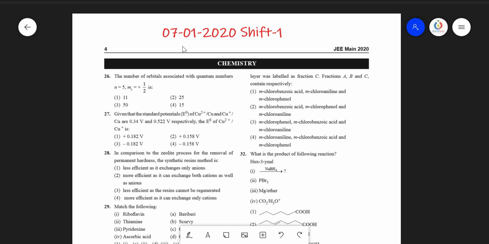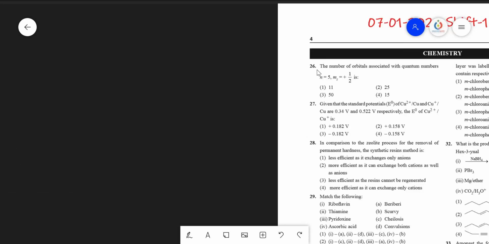Today we shall discuss the JEE Mains question paper conducted on 7 January 2020. It's a morning shift paper. This is the given question paper. Let us discuss the questions one by one. Let's see the 26th question.